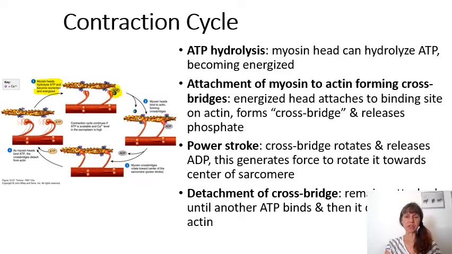When a cross bridge occurs, the inorganic phosphate is released, further strengthening the bond between actin and myosin. At this point, the adenosine diphosphate will be released, and the energy from the release of the adenosine diphosphate will give the myosin head the energy for a power stroke, where the cross bridge rotates.